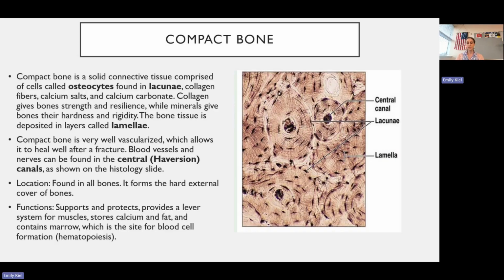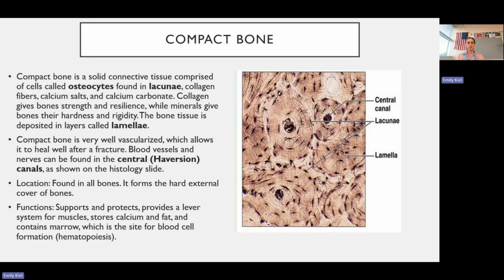Compact bone is a solid connective tissue. The cells here are called osteocytes. They too are found in lacunae. And we also have collagen fibers. We've got some calcium salts and some calcium carbonate. We need the collagen to give strength and resilience. In diseases where their collagen is lacking, the bones are so brittle they can't withstand any force, but we need the minerals for the hardness and rigidity.